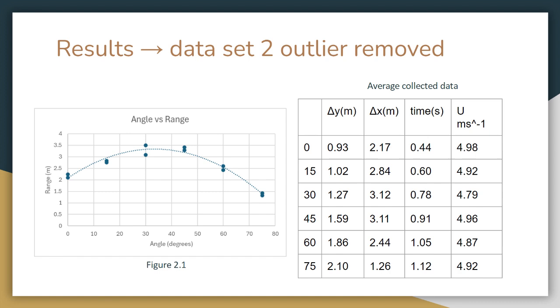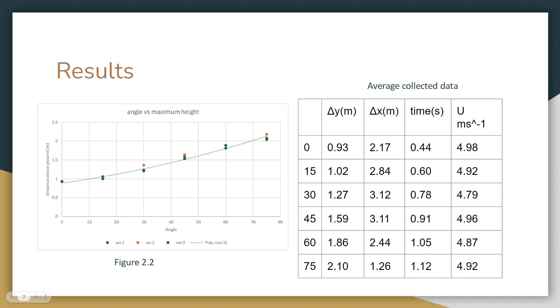For the results, it can be seen in figure 2.1 that there is a parabolic shape. At 0 degrees it has a range of 2 meters and increases to a maximum horizontal range at 30 to 40 degrees, being 3.12 meters. Afterwards it falls down to 1.26 meters at 75 degrees. Next, with figure 2.2, we can see that the maximum height increases each time the angle increases. This seems to be a proportional relationship between angle and distance.